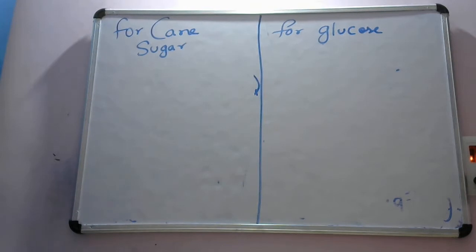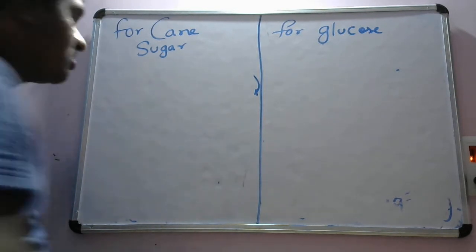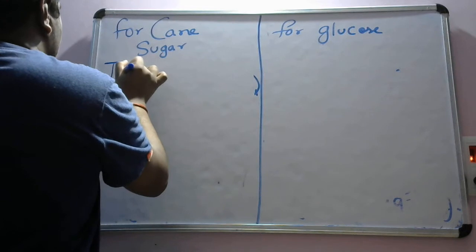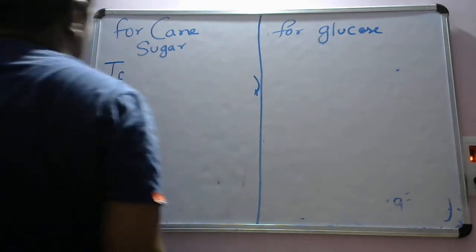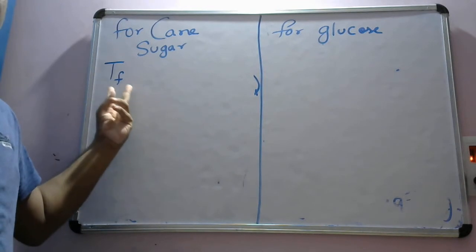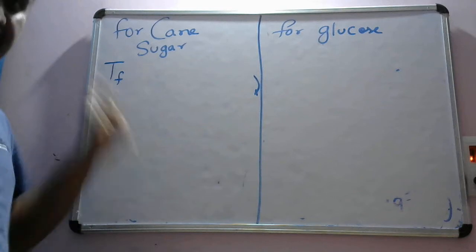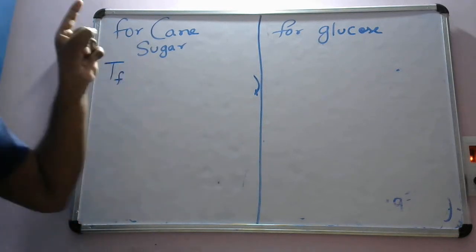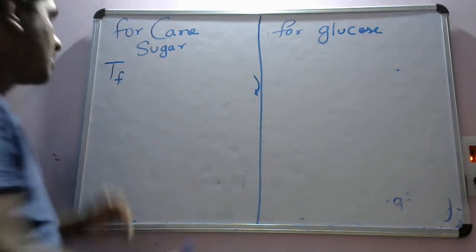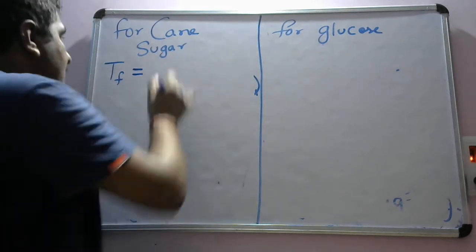Now we have the freezing point of the cane sugar solution, TF. For the cane sugar solution, TF means what? I have told you TF means the freezing point of the solution. But when we add a naught, it becomes the freezing point of the pure solvent. So TF is equal to the freezing point of the solution.